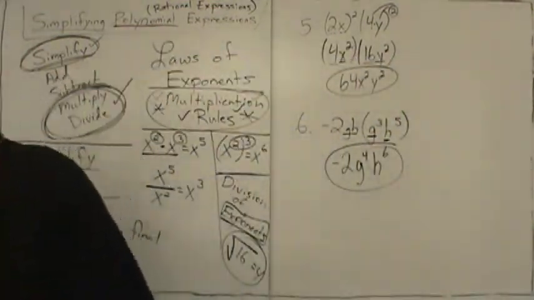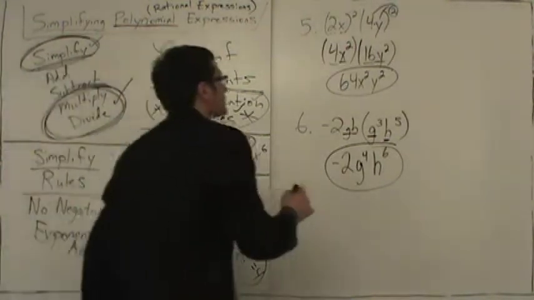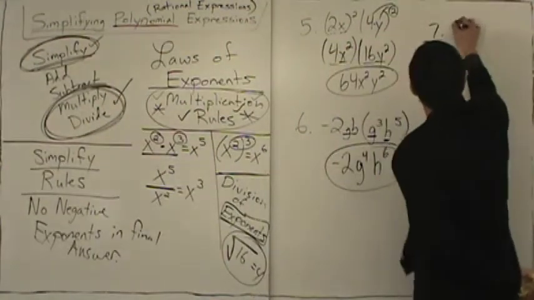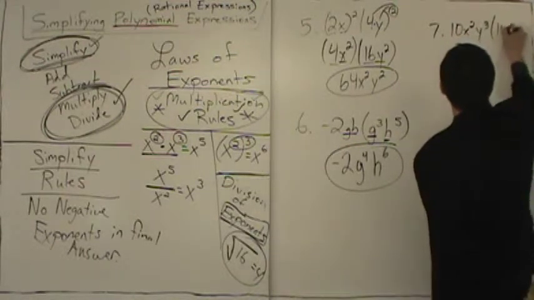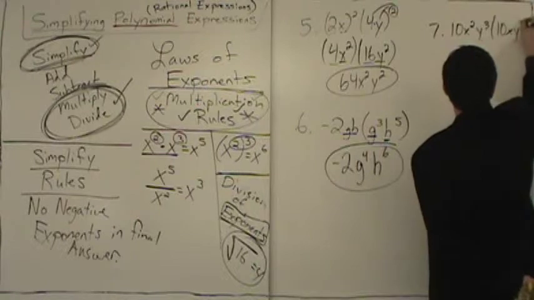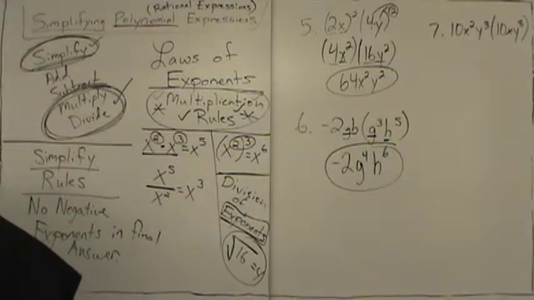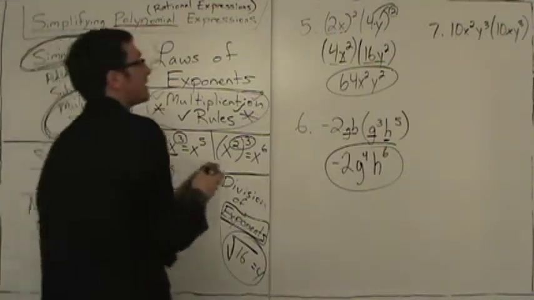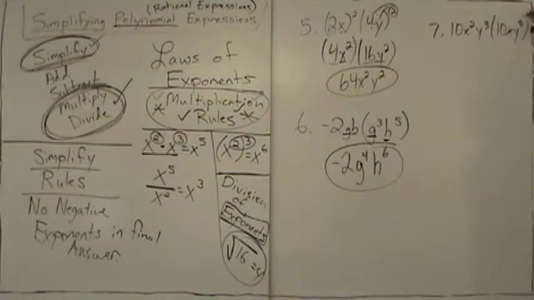Next, number 7. Number 7, all of these are pretty easy. 10x squared y to the 3rd multiplied by 10x y to the 8th, I believe. Okay, good. Now, so notice, we have parentheses. Are there exponents on the outside of parentheses? No. So we just simply multiply.